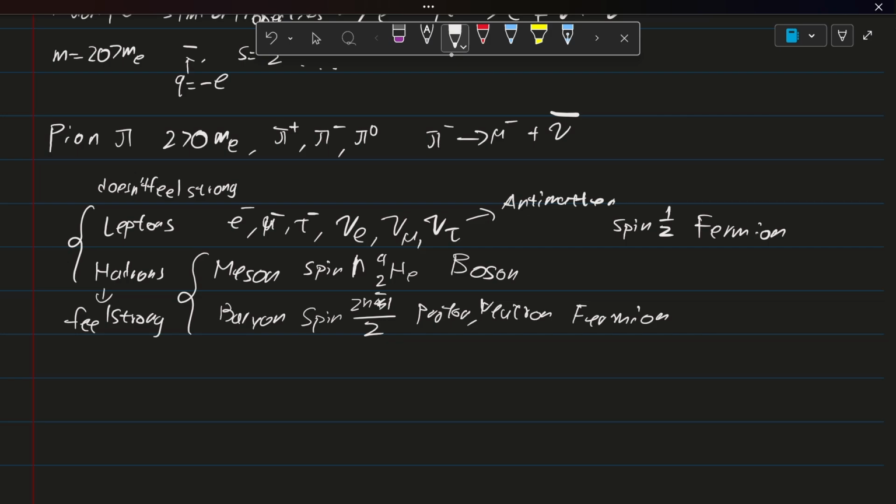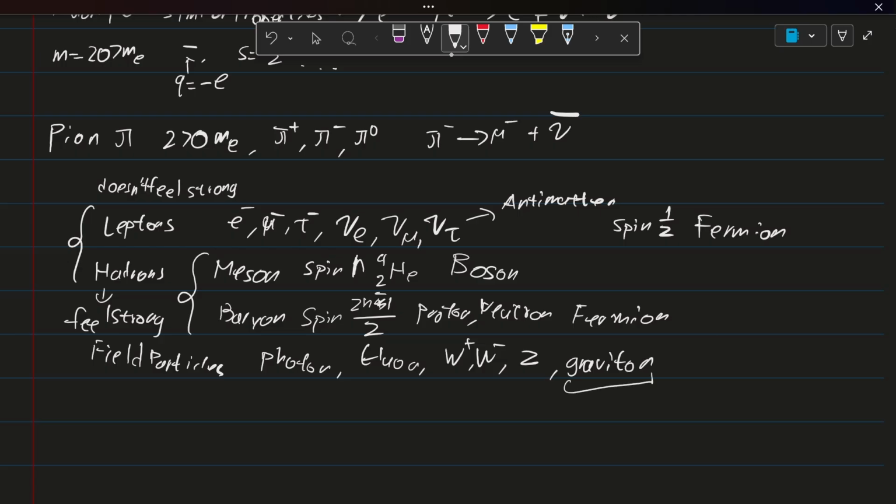And so there's also another category which I didn't put here, which is the field particles. And why didn't I put in the field particles? This is because the field particles are the ones which interact with these leptons and hadrons. You don't normally straight away observe the field particles, but you observe them through the interaction with the other particles. So this includes the photon, the gluon, the particles for the weak force, which include W plus, W minus, and Z, and also the graviton, in which we are still trying to figure out what the properties of the graviton are.